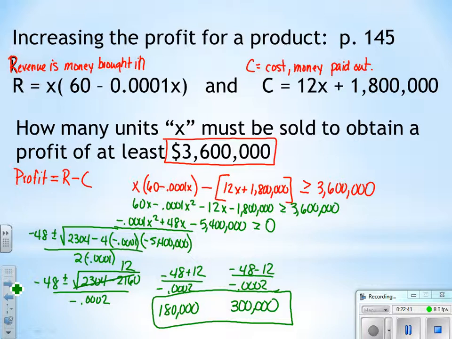Okay, so in interval notation, we want x's between them.